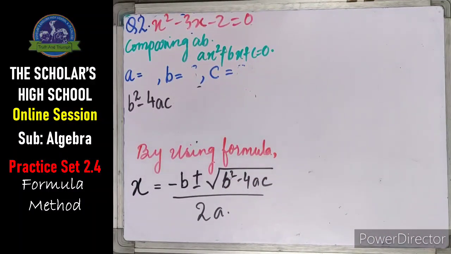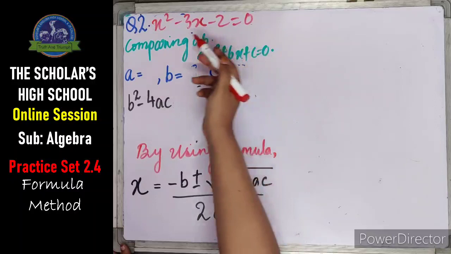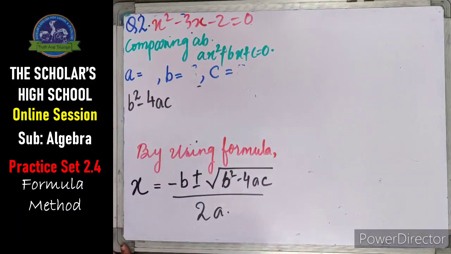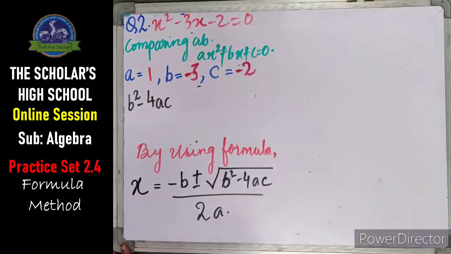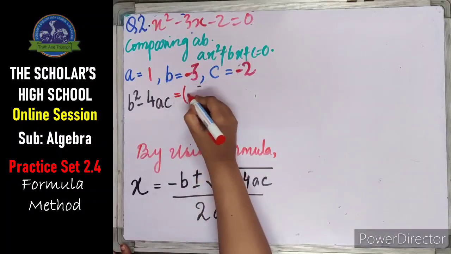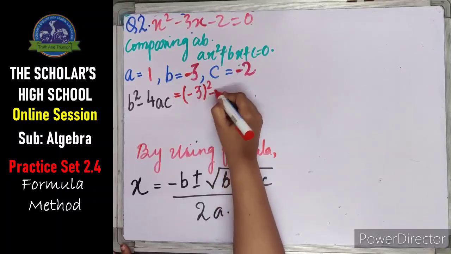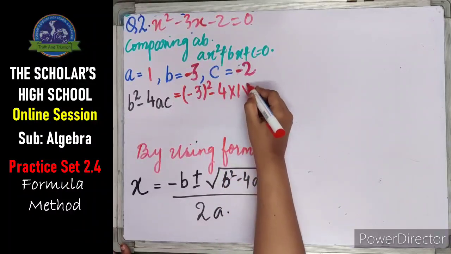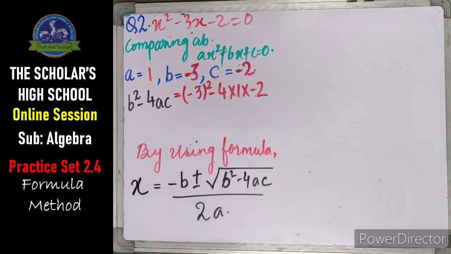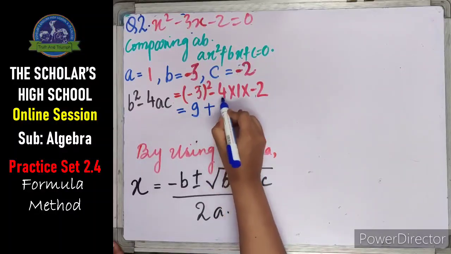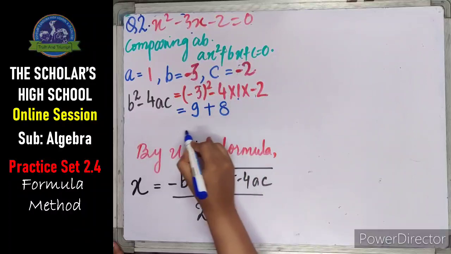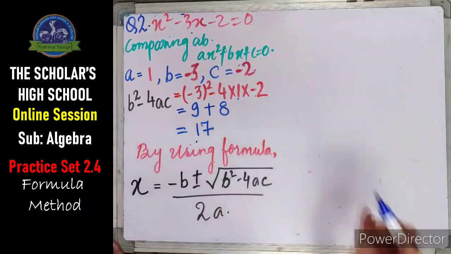Your question number 2 is, the equation given here is x square minus 3x minus 2, same. Comparing the above equation with the standard form of the equation ax square plus bx plus c equals 0, a is 1, b is minus 3 and c is minus 2. We will find out b square minus 4ac. So b is minus 3 square minus 4 multiplied by 1 multiplied by minus 2. Now the square of minus 3 is 9. Minus minus plus. 4 ones are 4, 4 twos are 8. 9 plus 8 is 17.